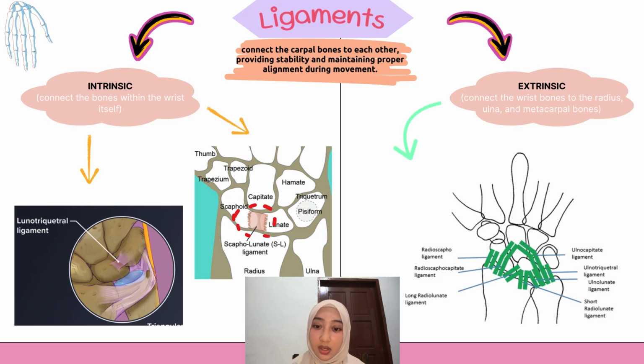So, by the name itself, we can see that it connects between two bones. For example, radioscaphoid ligament. It shows the connection between the radius and the scaphoid. Ulnolunate ligament. It shows the connection between the ulna and the lunate. Same goes with the others.